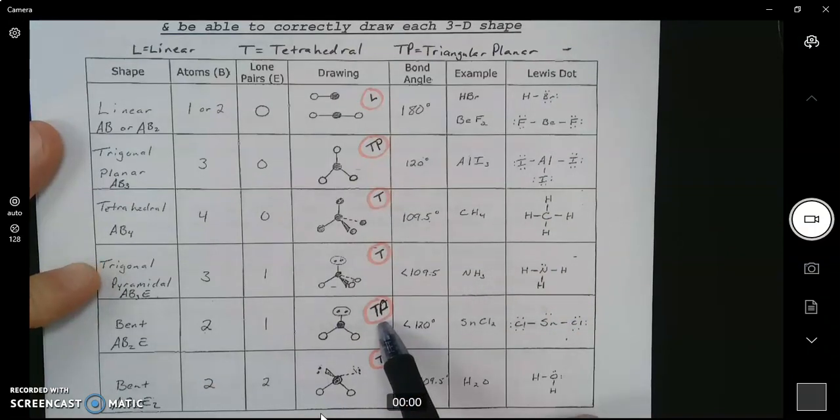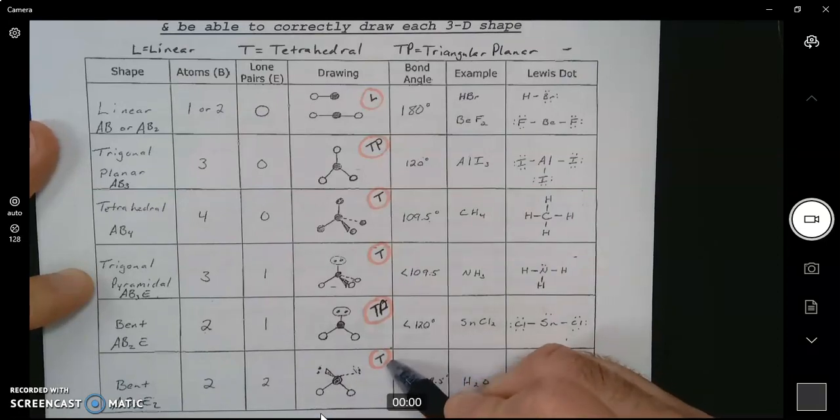Another one that's in the triangular planar family is AB2E. AB2E, that's your bent, but it has 1, 2, 3 electron domains, which puts it in the triangular planar family. The last one is your AB2E2, which is bent. It has 1, 2, 3, 4 domains around it that puts it into the tetrahedral family.